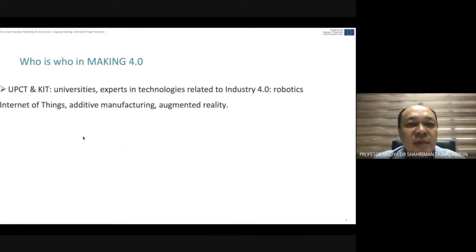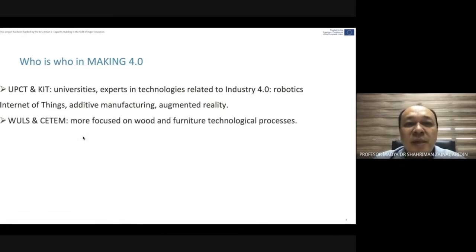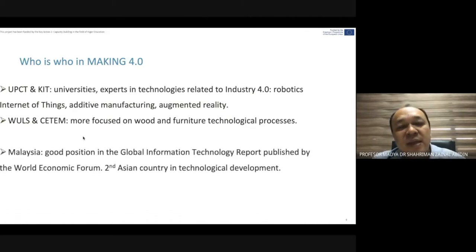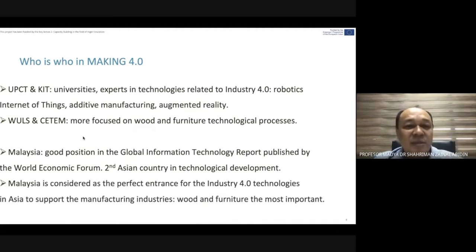So who is who in Making 4.0? Let's define it. UPCT Spain's expertise is more on Industry 4.0, robotics, Internet of Things, additive manufacturing and augmented reality. WOLFS and CITEM focus on wood furniture technology processes. And then we address that Malaysia is in a good position in global information technology, reported by the World Economic Forum as the second Asian country in technological development, and Malaysia is considered a perfect entrance for Industry 4.0 technology in Asia to support the wood and furniture manufacturing industry the most.